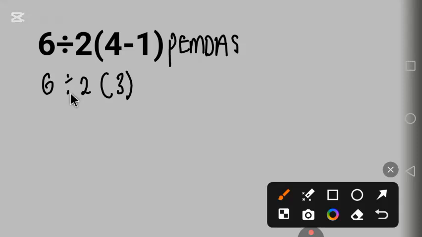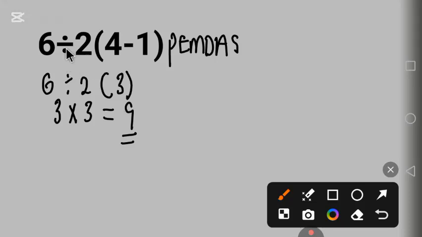The next will be division now. 6 divided by 2 is 3. 3 times this 3 equals 9. That is the correct answer.